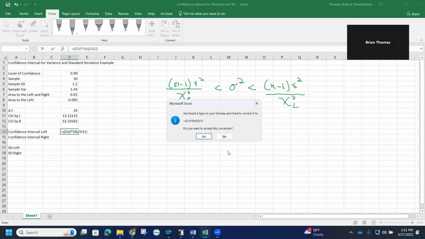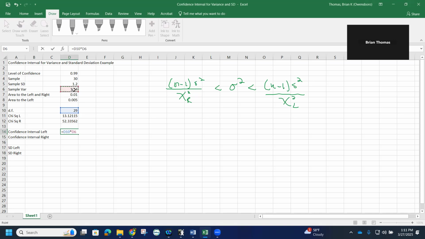Try that again. Let me pause for a second and see what's going on. So let me try to type that in again. So chi-squared, I need the degrees of freedom, so that's going to be this cell, times the sample variance, which would be this cell. But again, I do want that in parentheses. Parenthesis there, parenthesis there. And then I just want to divide it by chi-squared R, which is this cell. So if I enter, that gives me my confidence interval to the left.